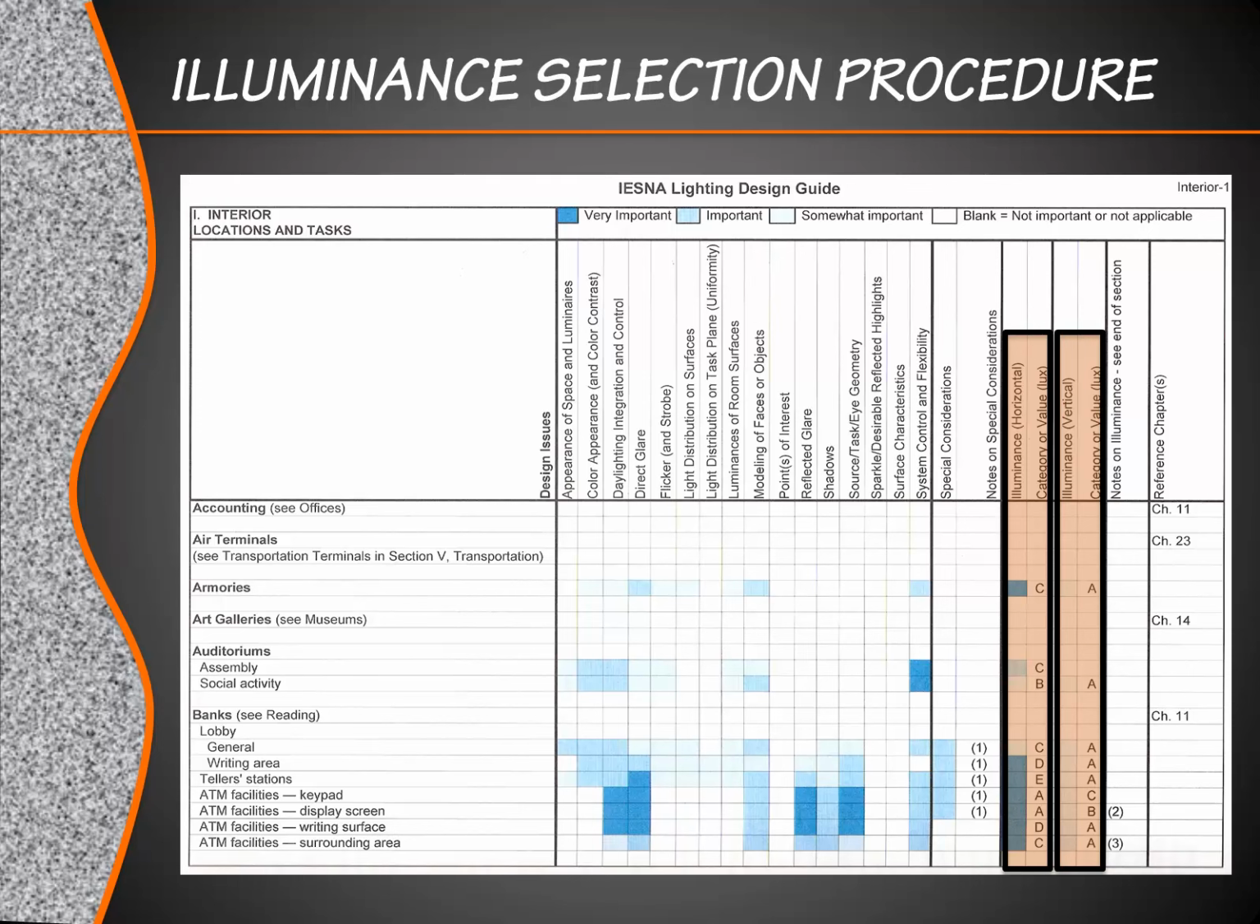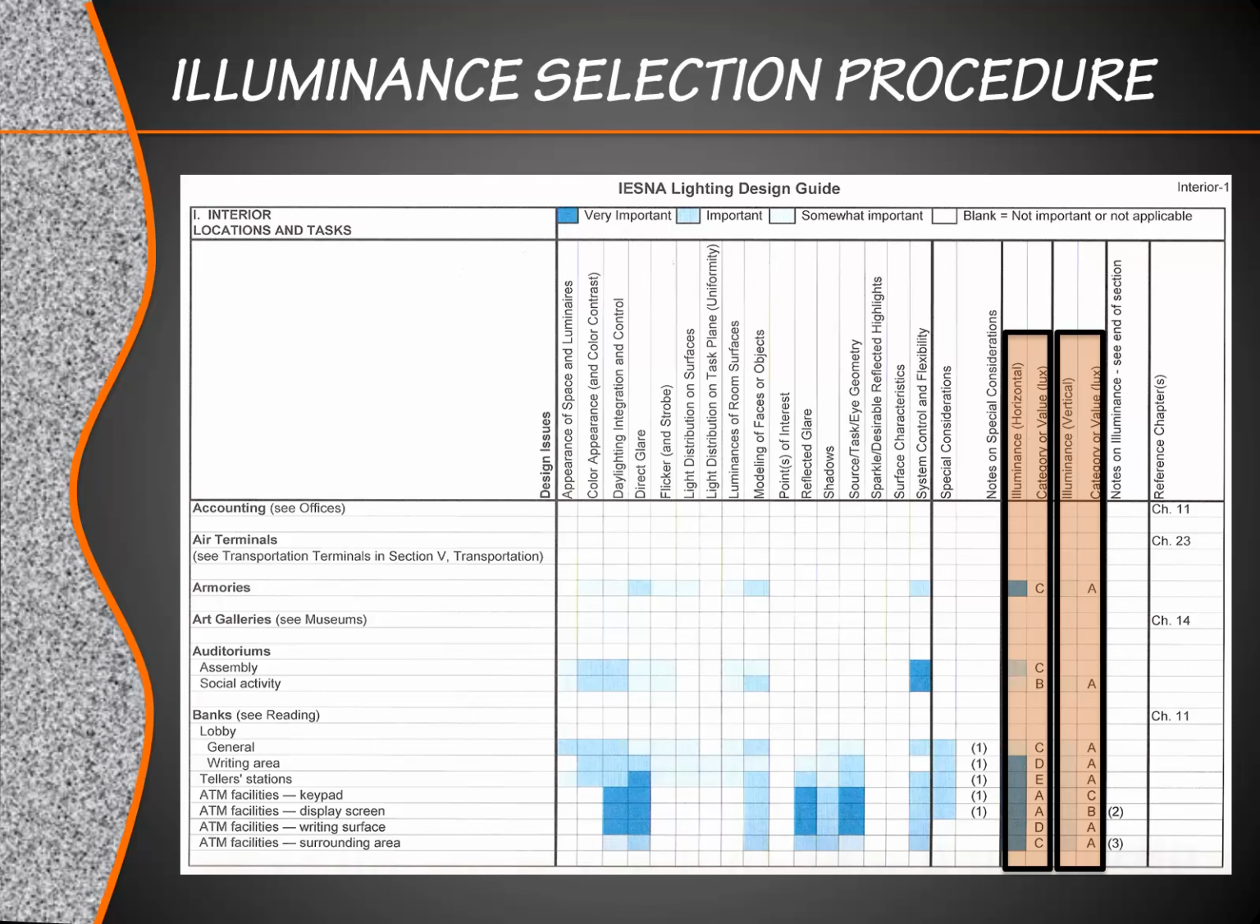This is more appropriate for shelves or artwork. Before choosing your illuminance category, think about the task you're going to be doing. Let's just look at this page for a second. If we're designing a bank, we'll see that we need category C, over here, category C for horizontal foot candles in a lobby. Looking that up, it's 10 foot candles.